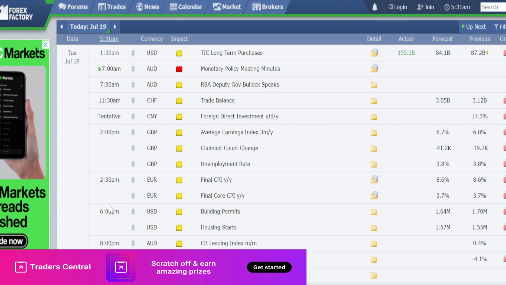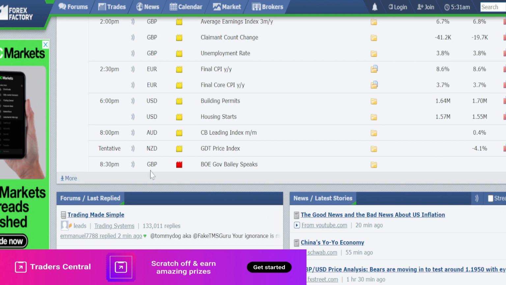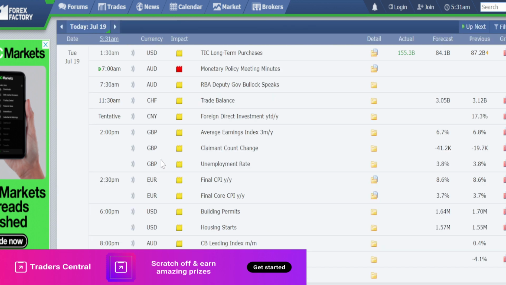Let us look at the economical events calendar for today. Today is Tuesday, 19th July. When we look at the high impacting news, at 7 AM we have high impacting news on Australian dollar related currency pairs. Otherwise we have lots of low impacting news planned for today. And at 8:30 PM we have high impacting news planned on British pound related currency pairs. We don't have any high impacting news planned on US dollar related currency pairs for today. Let us begin our analysis.